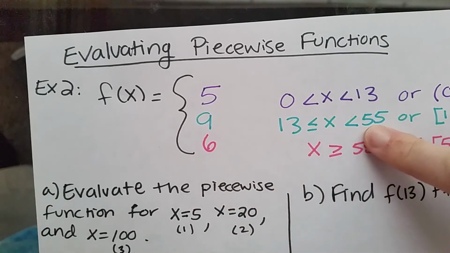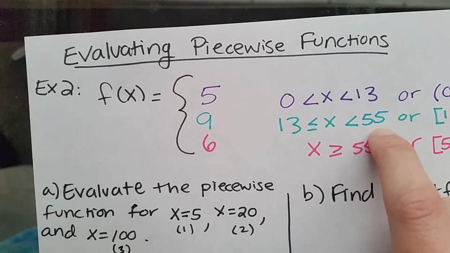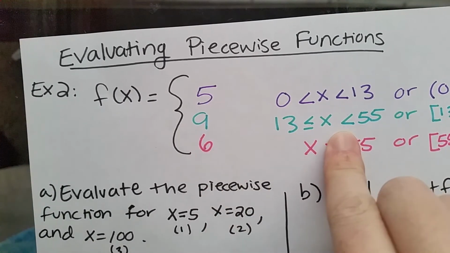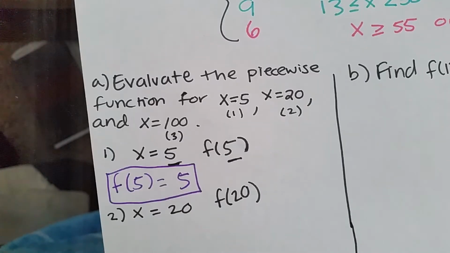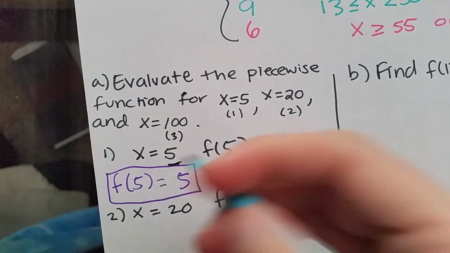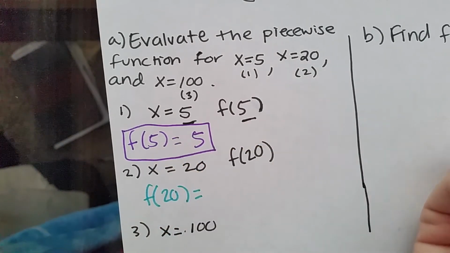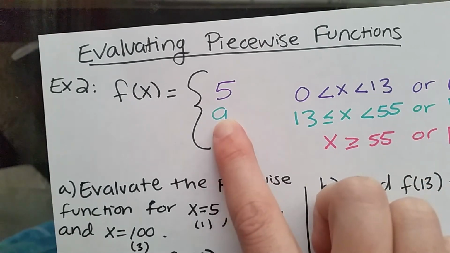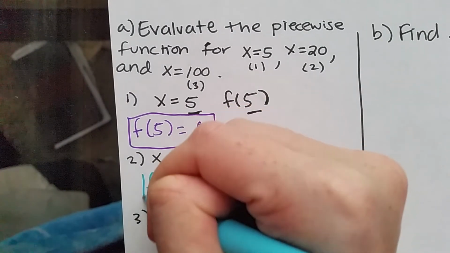But if we look at the middle one, if I put a 20 where the x is, 20 is larger than 13, but it is also less than 55. So it works. Yay! Our middle one is going to be our answer. So when x is 20, the function value will be 9. And when we place 20 into our function, we get a 9, because that's the number associated with this interval. And that would be it for that one.